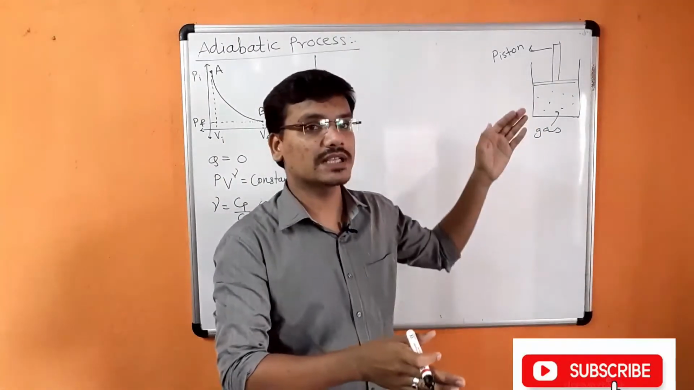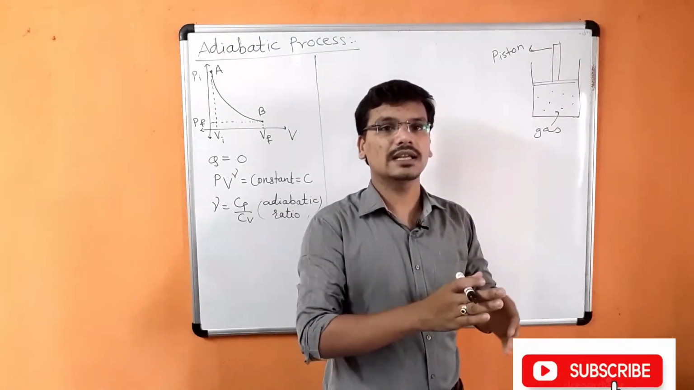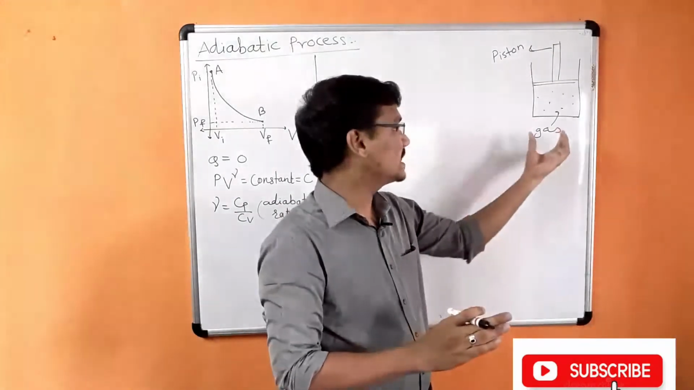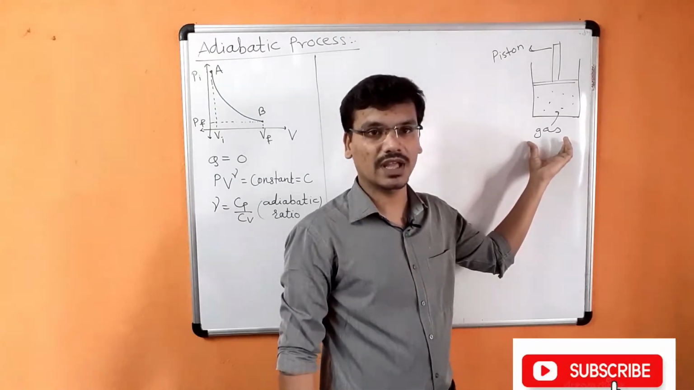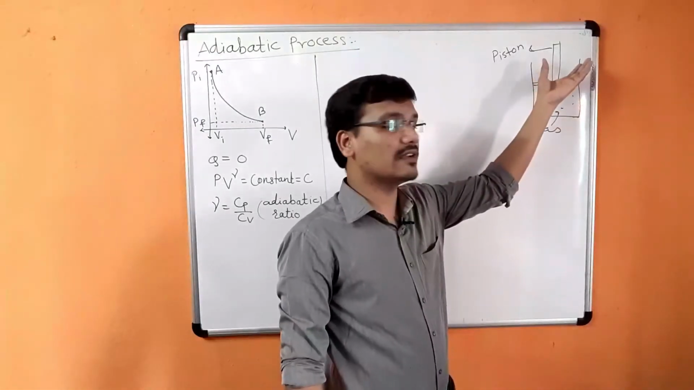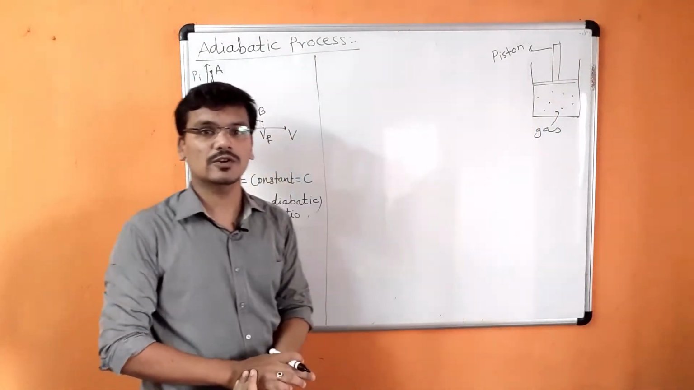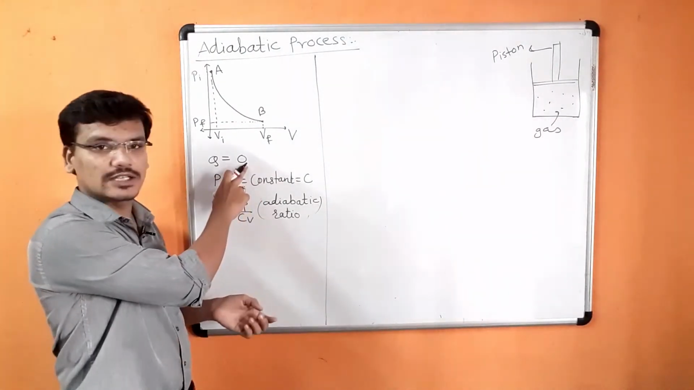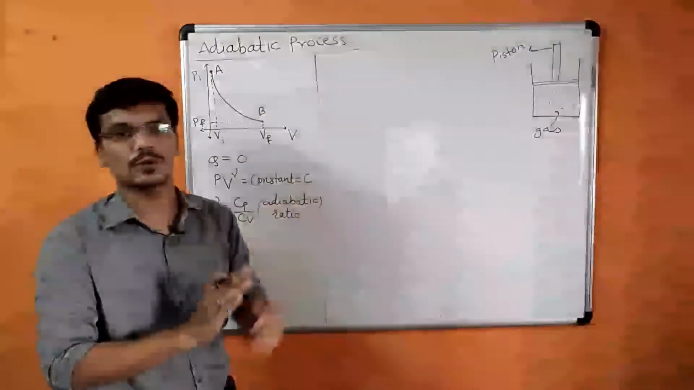Therefore, temperature is not constant during this process. Since heat is not supplied, the temperature will not increase, and because of expansion, the temperature will change. Therefore, temperature is not constant and heat supplied is equal to 0. That is Q is equal to 0 for the adiabatic process.